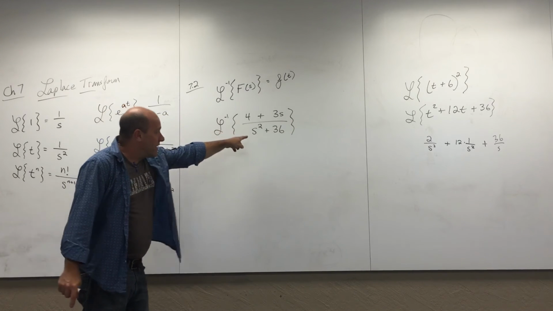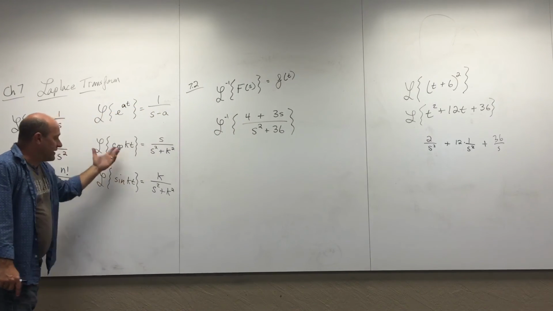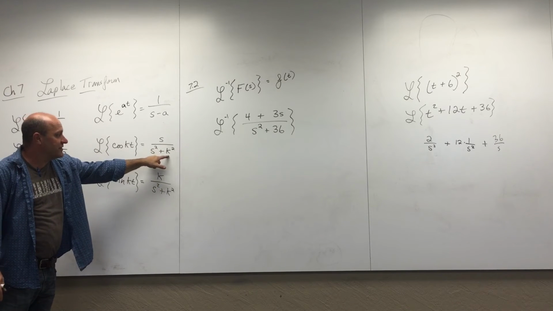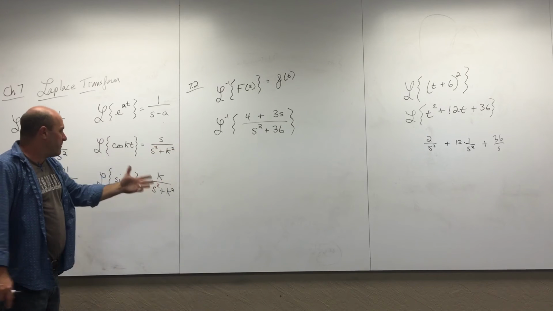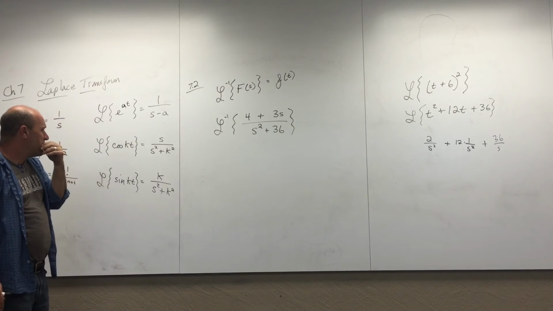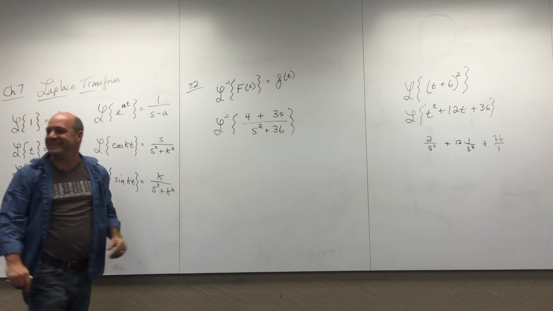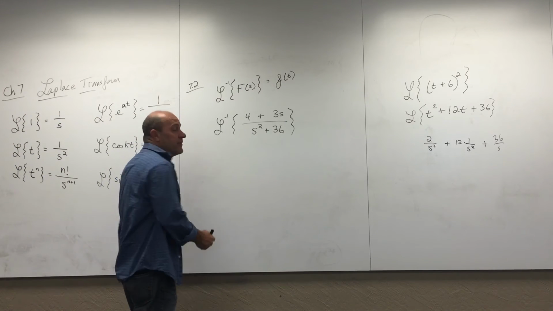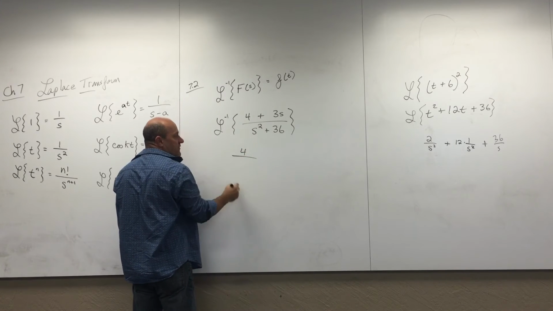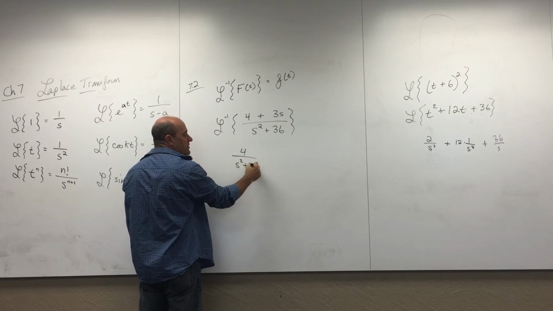You know, that denominator makes me think of sine or cosine. See how it looks? S squared plus 36. But the numerator doesn't. The numerator's bothering me. Oh, you can split it up into cosine and sine. Brilliant. Split it up. I added two things. Yes, exactly. Think of it as a 4 over s squared plus 36.